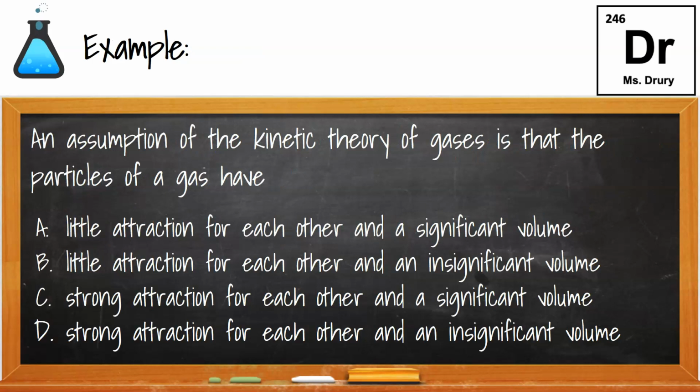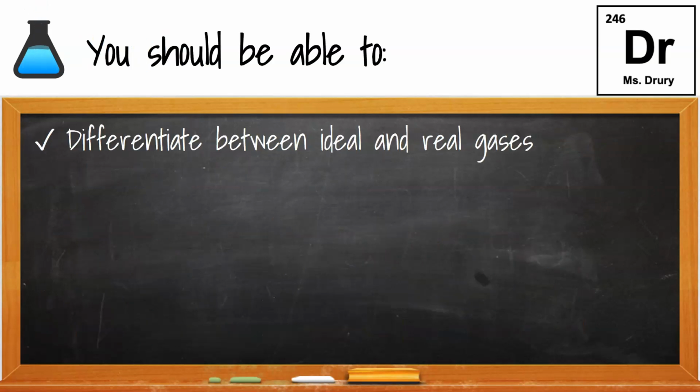Here's another example. An assumption of the kinetic theory of gases is that the particles of a gas have... the choice that I picked was that they should have no attraction for each other. They should be hitting and moving away right away, and have an insignificant volume, because in that case we're actually measuring the space between them and not the particles themselves. At this point, you should be able to differentiate between ideal and real gases.